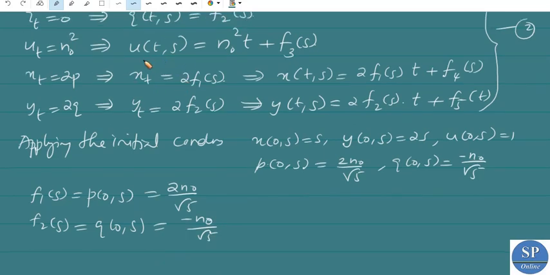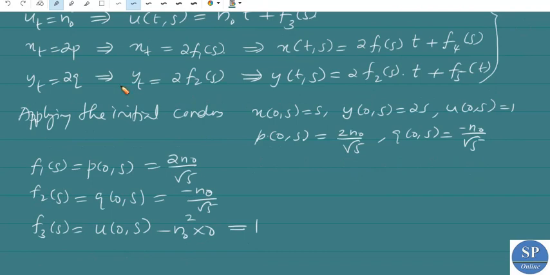And in the third equation, applying this condition, that means t equals 0 and x equal to s. So applying this here from the third equation, we get f3 of s is equal to u of 0, s minus n naught squared into 0, since t equals 0. So this is equal to u of 0, s, which is 1, minus 0. So f3 equal to 1. And in the fourth is x of t, s. So here by applying this, we get f4 of s is nothing but x of 0, s minus 2 into f1 of s into 0 when t equals 0. So this is equal to x of 0, s, which is nothing but s, right?